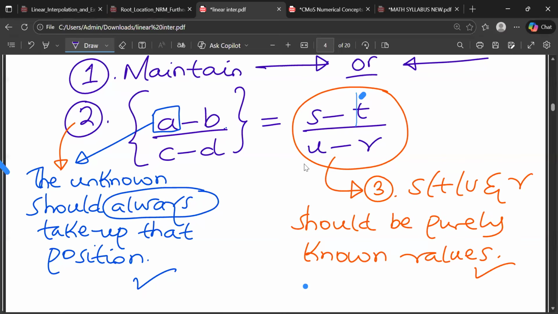And then the unknown should take up this very first position. Then this side should be the known side. So whatever is on that known side should purely be a known value. So on this right side, we don't expect any unknown. Then on the left side, we only expect one unknown, which should always take that position.